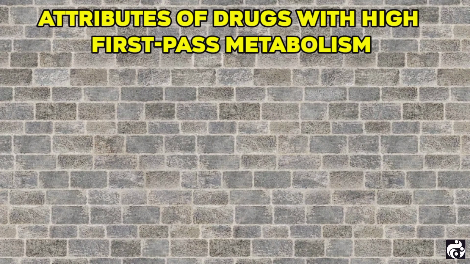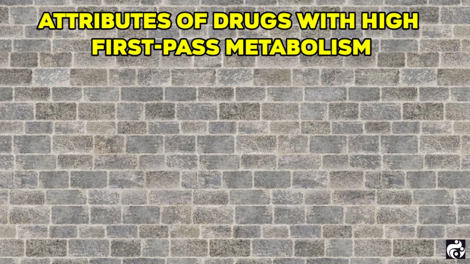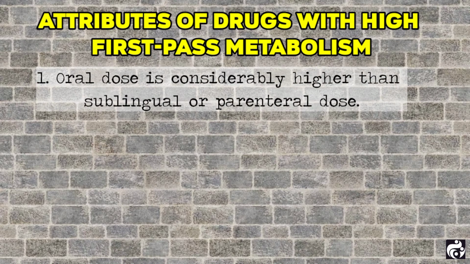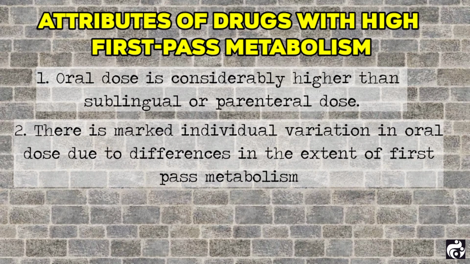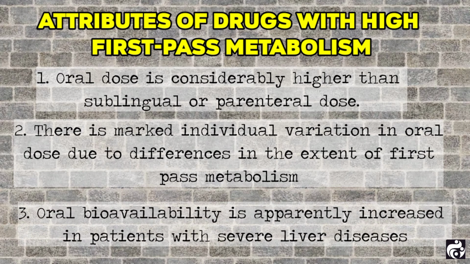Now, we have the attributes of drugs with first pass metabolism. Oral dose is considerably higher than sublingual or parenteral dose. There is marked individual variation in the oral dose due to differences in the extent of first pass metabolism. Oral bioavailability is apparently increased in patients with severe liver diseases.